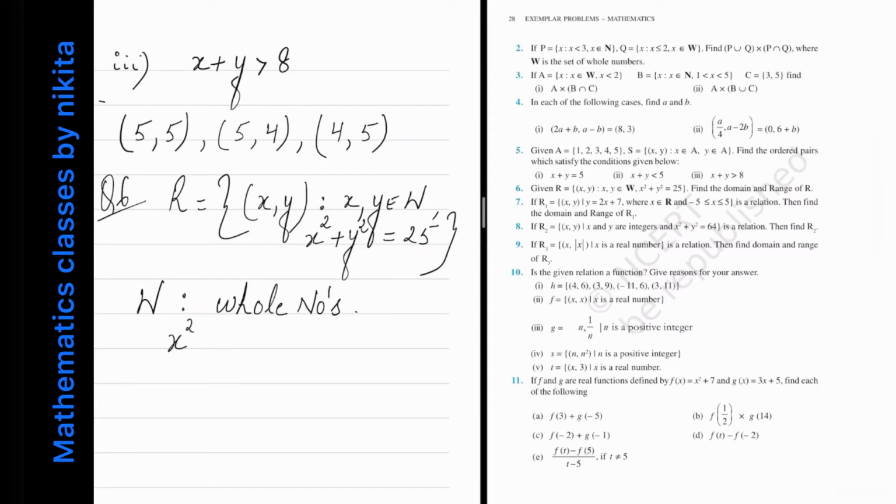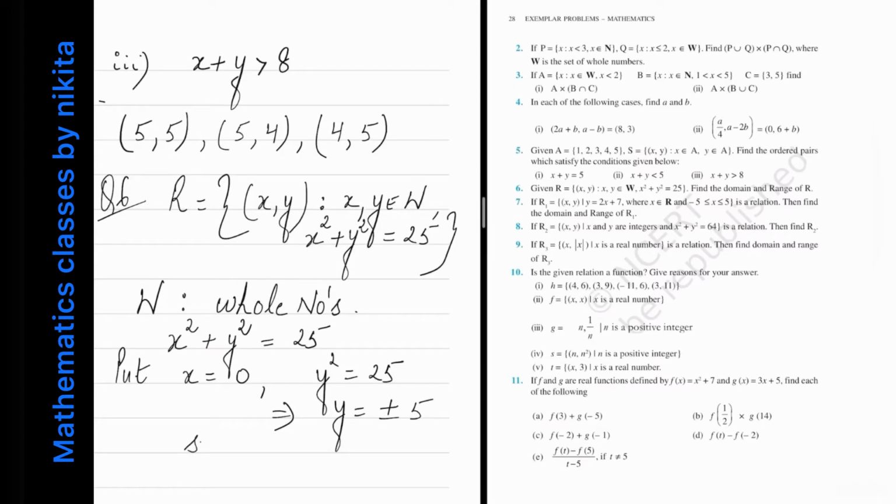Now first of all consider this x square plus y square equal to 25. You have to find all those (x, y). Now x is coming from the set W, so put x equal to 0. Now if x is equal to 0, I'll have y square is equal to 25, and this implies that y is equal to plus minus 5. But since y belongs to W, therefore I'll take y equal to 5.